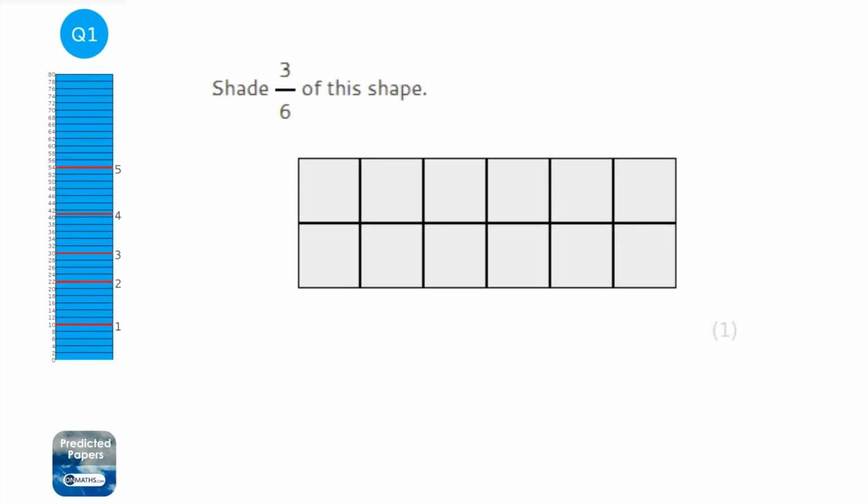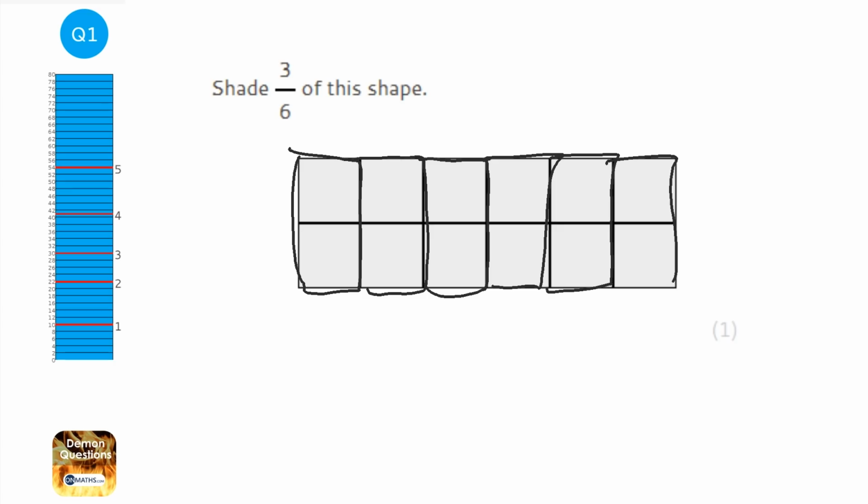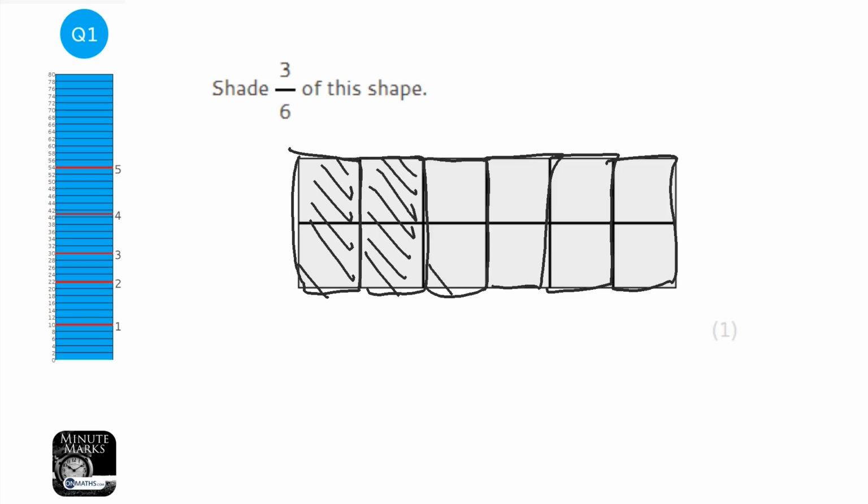So we're asked to shade in 3/6 of this shape. So if I cut this shape into 6 going downwards, we're asked to shade in 3 of them. So 1, 2, 3. Now some of you might realise that 3/6 is the same as a half, so we're shading half of it, and looking at that we've shaded in half of it.